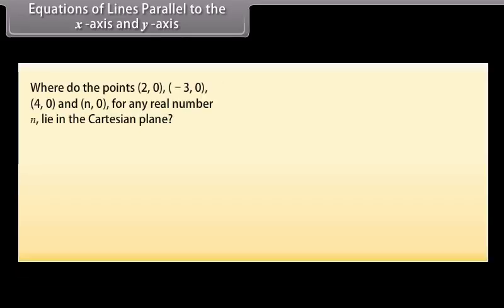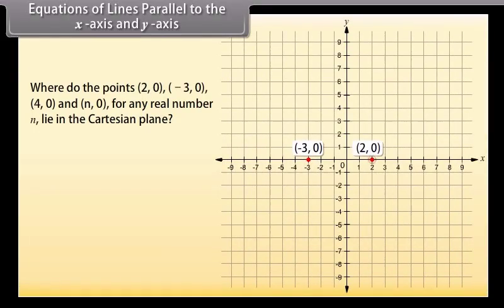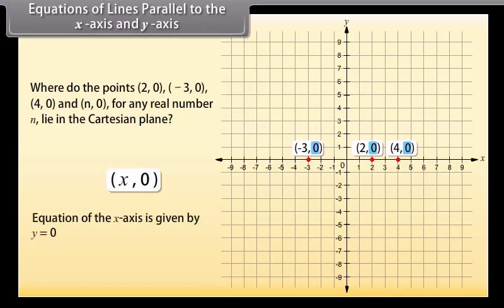Equations of lines parallel to the x-axis and y-axis. Answer one question now. Where do the points (2, 0), (-3, 0), (4, 0), and (n, 0) for any real number n lie in the Cartesian plane? Yes, they all lie on the x-axis, but do you know why? Because on the x-axis, the y-coordinate of each point is 0. In fact, every point on the x-axis is of the form (x, 0). So the equation of the x-axis is given by y = 0. Similarly, the equation of the y-axis is given by x = 0.